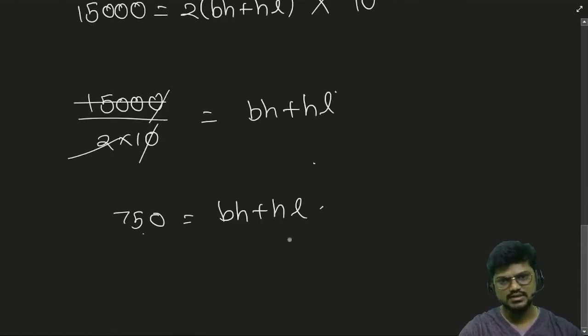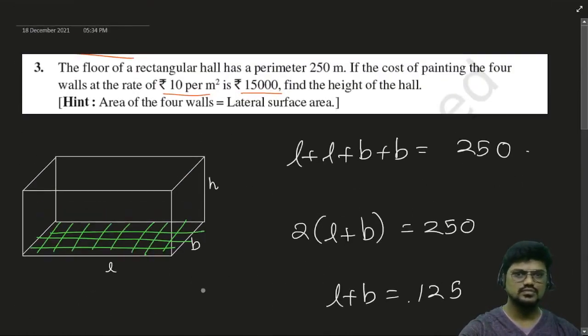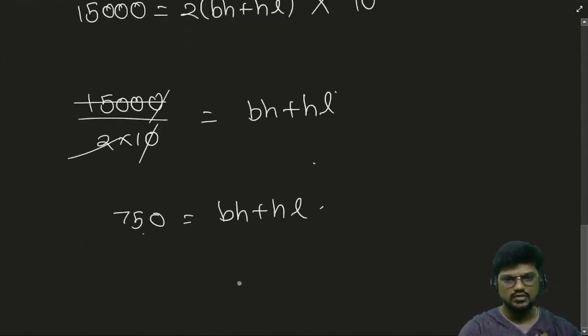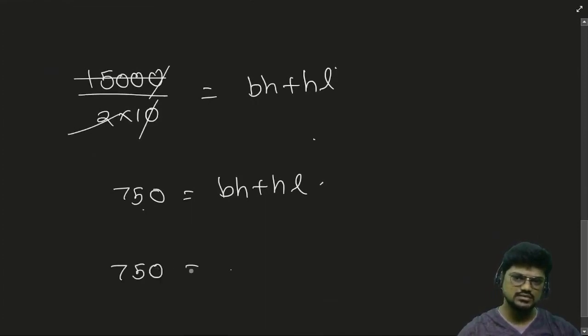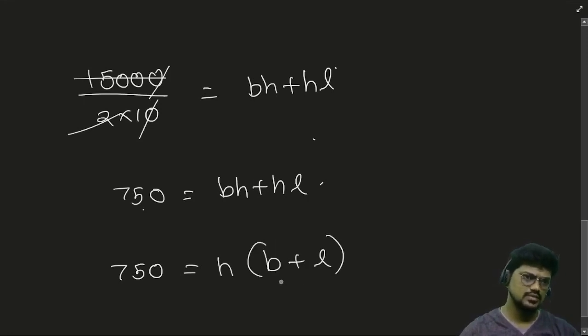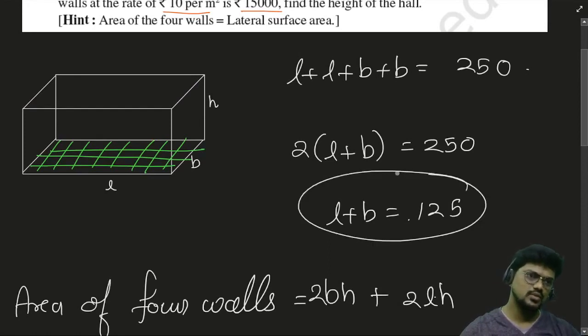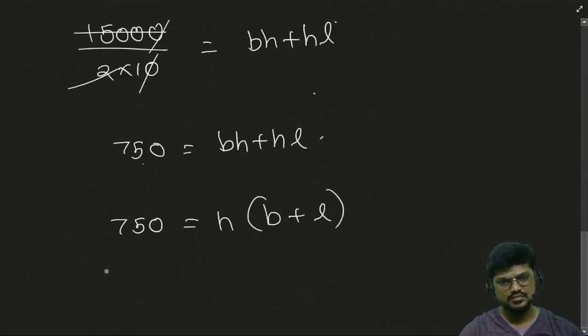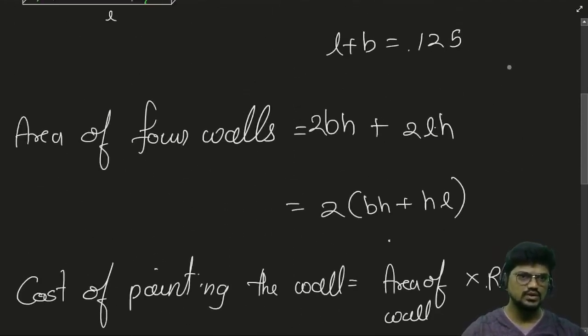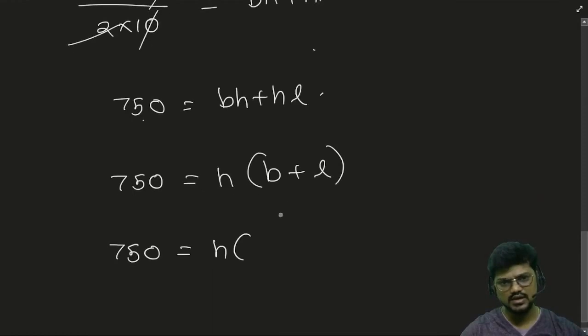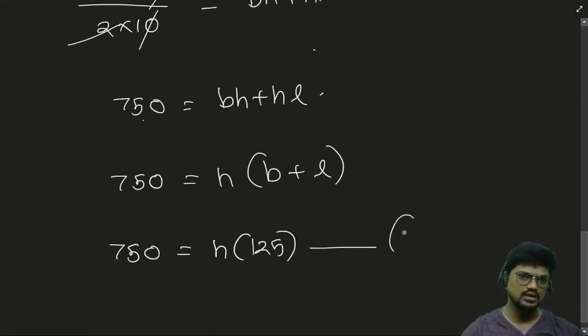Now we got this, that is 750 equals BH plus HL. And we have to find the height of the wall. Can I write 750 equals, if I take H as common, it will be H into (B plus L)? But B plus L is how much? 125? Yes or no? So B plus L is 125, so 750 will be equal to H into 125.